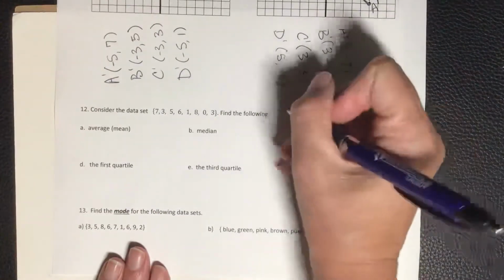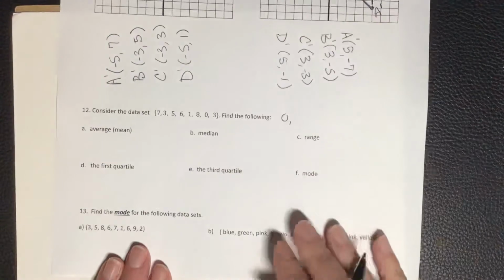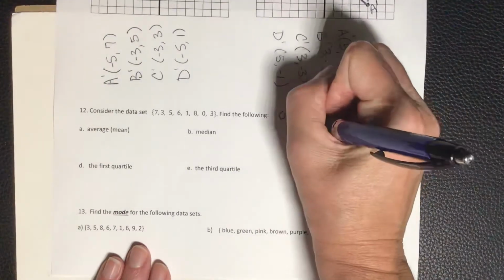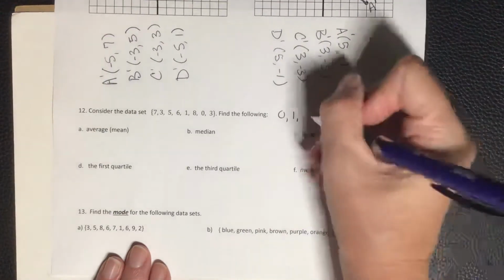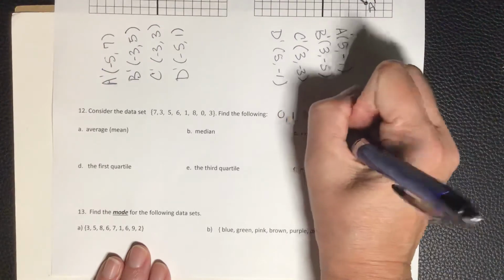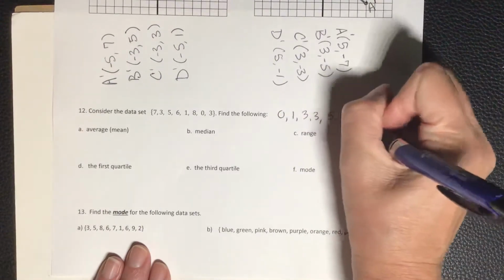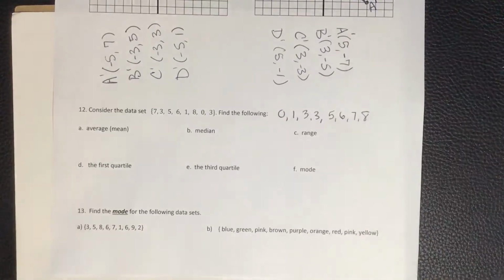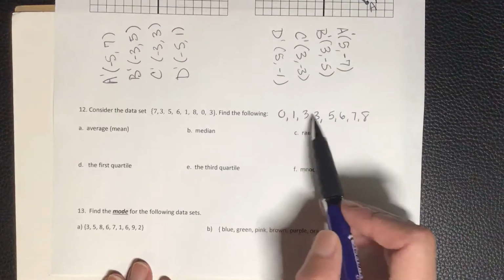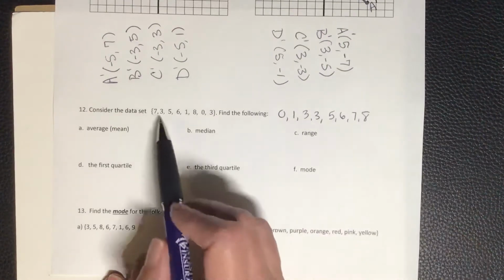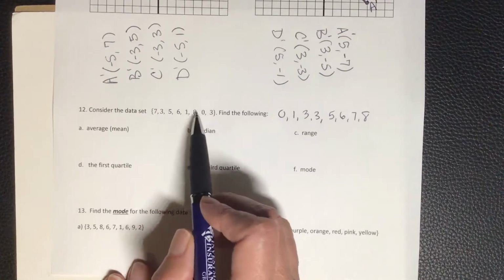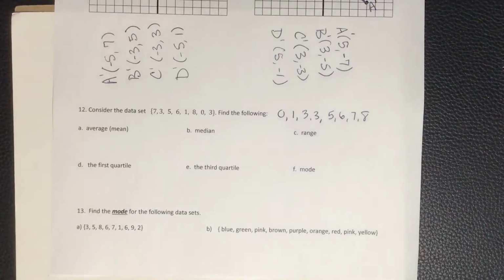The smallest value I see is a 0. Then I see a 1. I see 2 3s. I see a 5, a 6, a 7, and an 8. All right, so I want to see if I missed anything. 1, 2, 3, 4, 5, 6, 7, 8. So it does look like I have all the numbers.